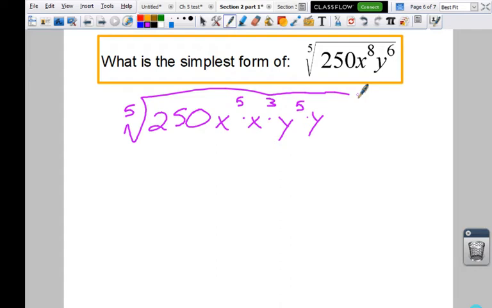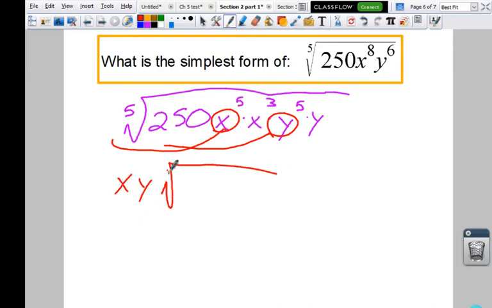As we look at this, Alyssa, what's getting kicked out? The x and the y. Yep, we're gonna have an x and a y get kicked out. So we got x, y out here in front. That's the max it can go. Yep, we keep the index. So x and y get kicked out. I got 250, x to the 3rd, y left over.